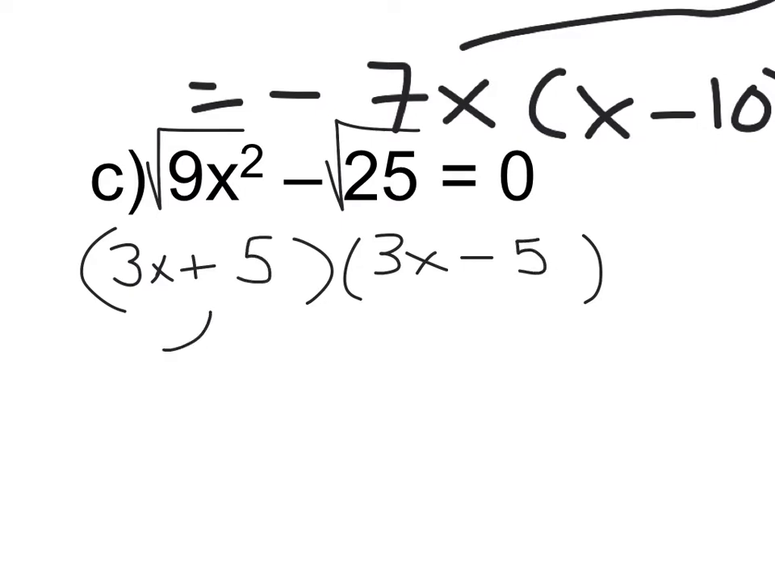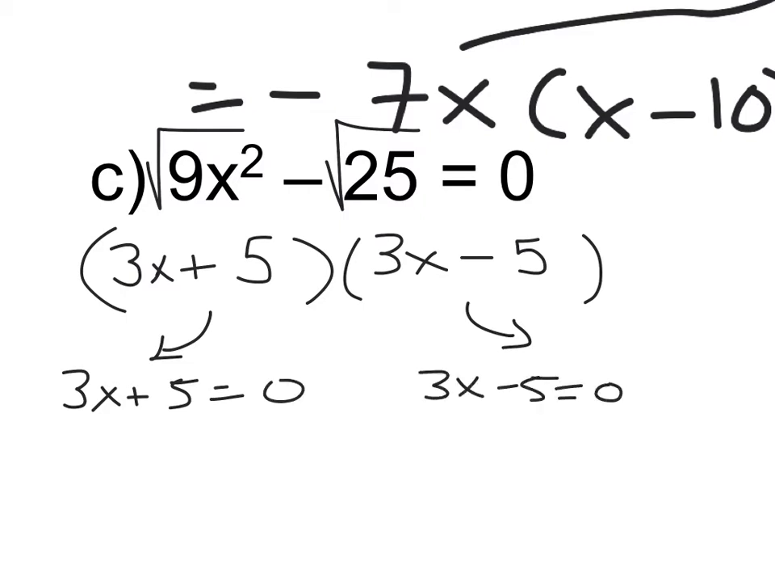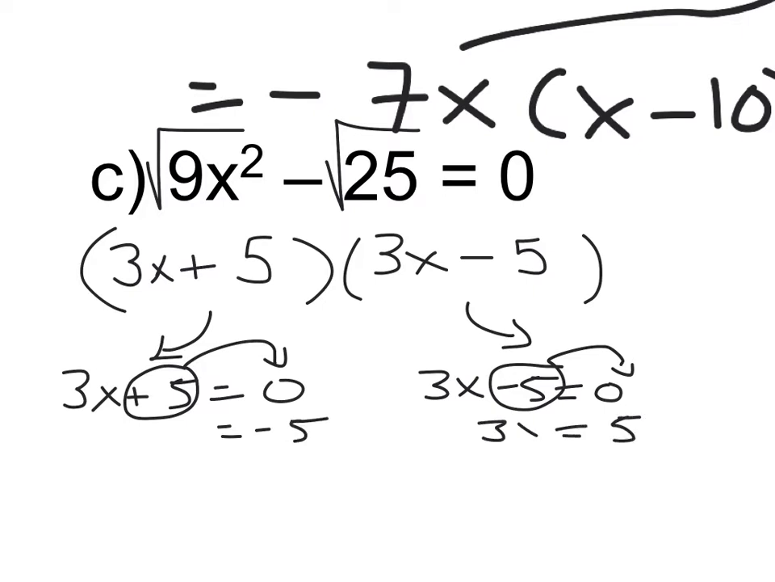So now we need to separate and solve, which means that we'll set both of these equal to 0. And then we'll perform opposite operations to solve. So I'll bring over the positive 5 and the negative 5 to end up with negative 5 and positive 5. Then to undo 3 multiplied by x, I'll divide by 3.